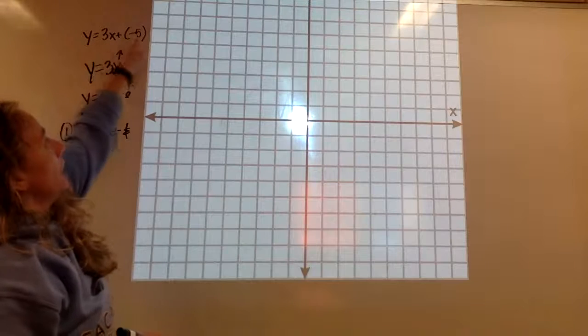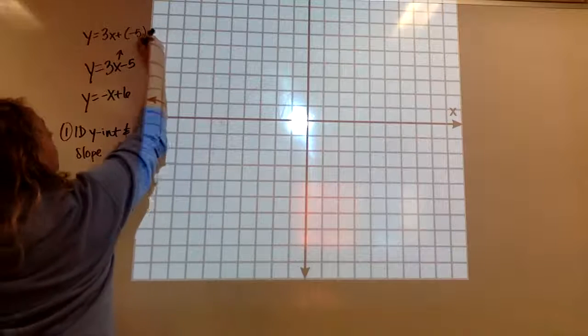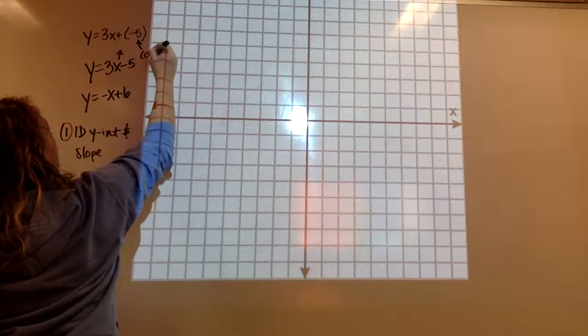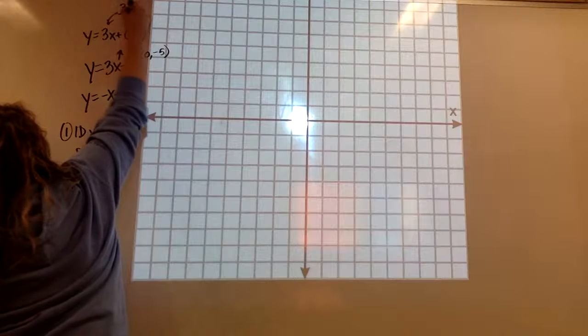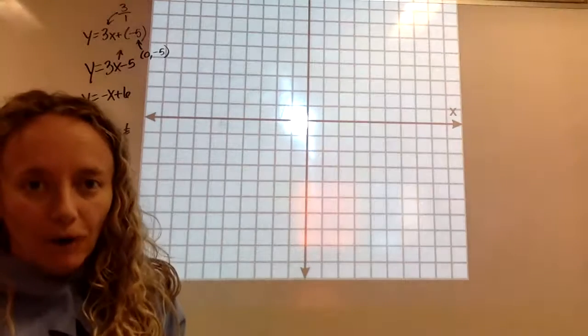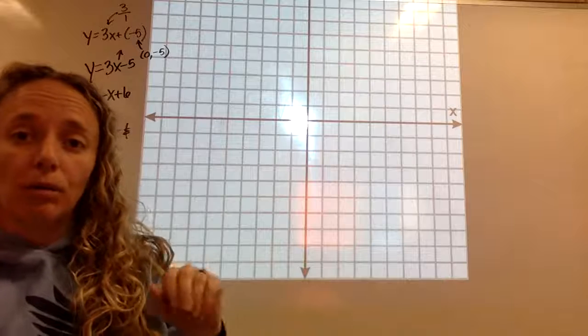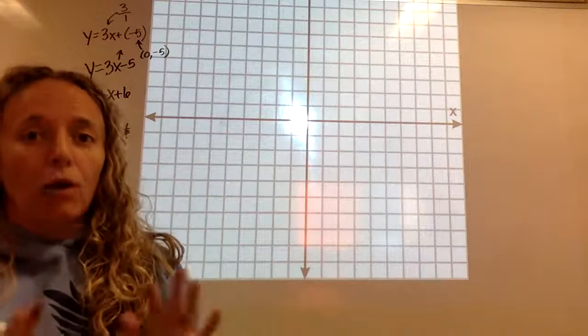In this case, here is my y-intercept, this negative 5. Here is my slope. So (0, negative 5). Slope is 3 over 1. Notice I wrote my slope as a fraction. I wrote 3 over 1, so I could see my rise and I could see my run super easily right away.